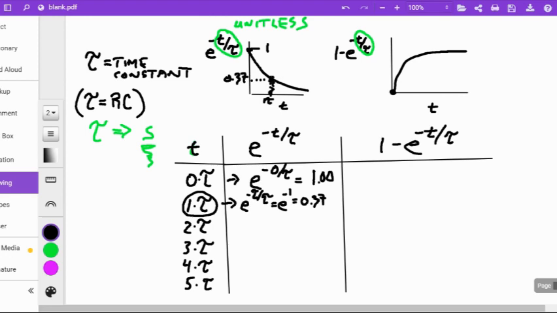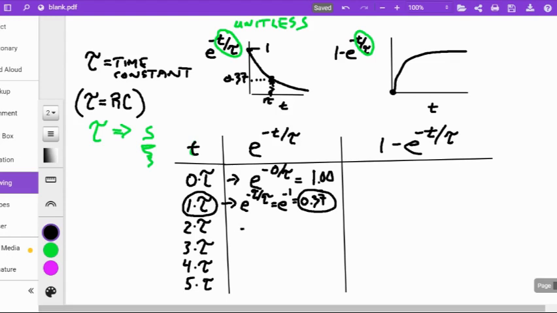So if you have a time constant, it's characteristic of the exponential decay. And it means that no matter what exponential decay you have, if you wait for one time constant, you'll be down to 37% of whatever you started with. Okay. Now you can go ahead and do the rest of these.